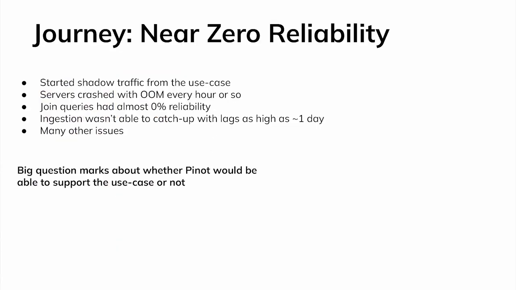But going back to the journey, I'm starting with January because that is when the heat turned on. If you thought this was hot, you don't know me in January. The heat was really on because we enabled shadow traffic from our customer, and we essentially had 0% reliability. Everything was going down. Every 2 hours the servers would crash. Memory was full. Ingestion lag was like 1 day, and the table retention was 2 days. So it was not a good time.